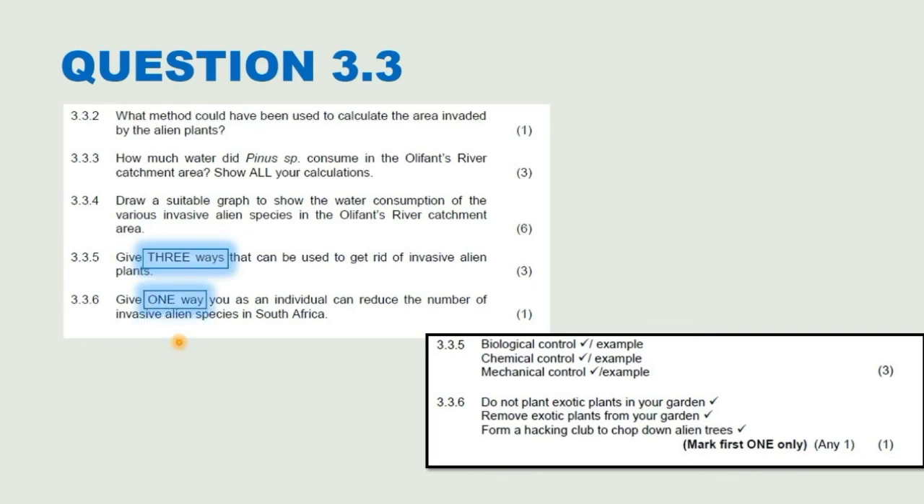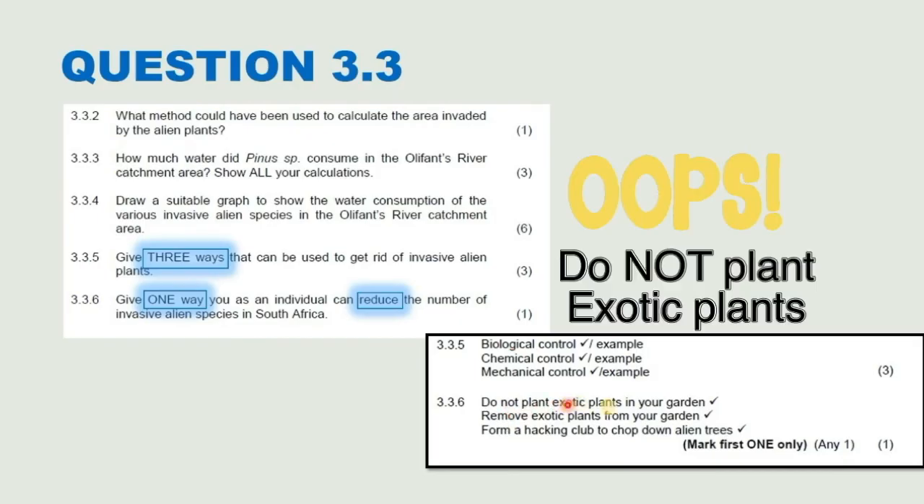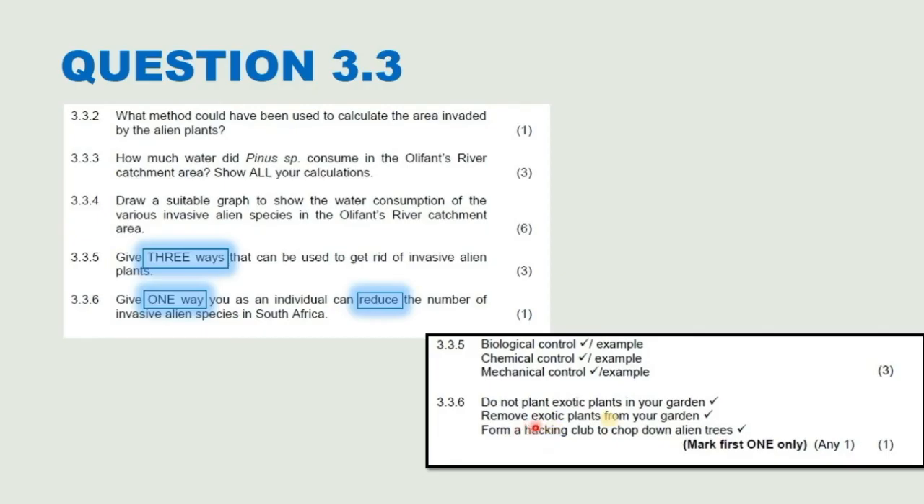Question 3.3.6, give 1 way you as an individual can reduce the number of invasive alien species in South Africa. So remove exotic plants from your garden. So you have to remove them, so physically getting rid of them, or use a hacking club to chop down these alien trees. So you get rid of these alien trees.